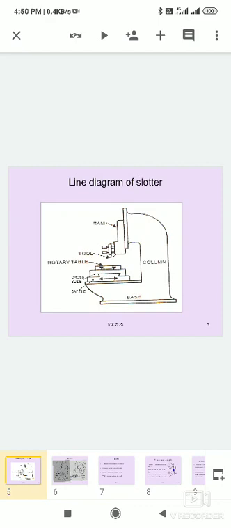Next part is the column. Column is a vertical structure integral with base. It houses the driving mechanism of the ram and feeding mechanism. The front face of the column is finished accurately to form guideways on which the ram reciprocates.